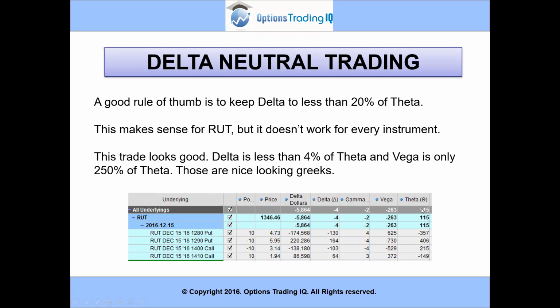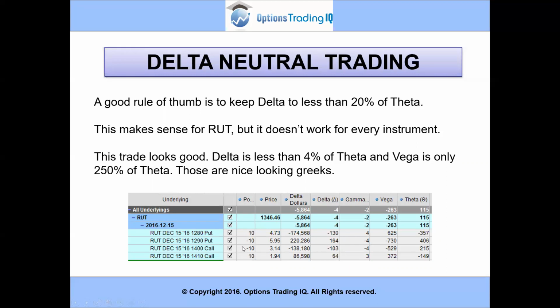Delta is less than 4% of theta. Vega is only 250% of theta, so nice looking Greeks, right? Delta theta ratio is good. Vega theta ratio is really good. You know, our actual delta and delta dollars is really good. I haven't got the delta of the individual strikes, but that looks good as well. 10 contracts here, so 16 and 10 delta.